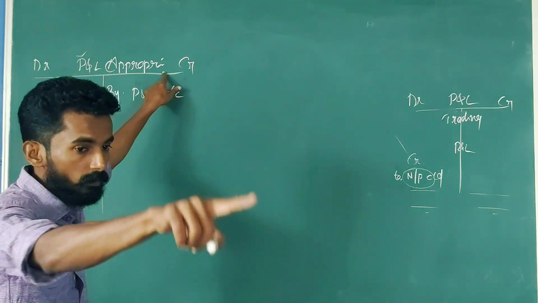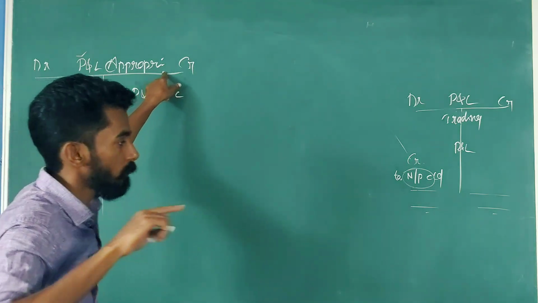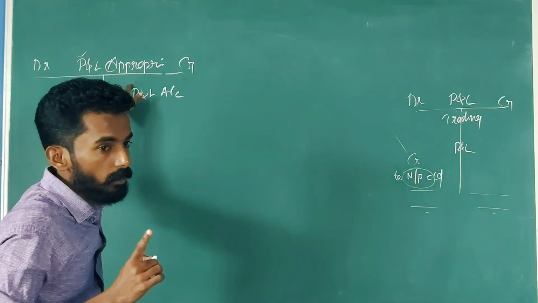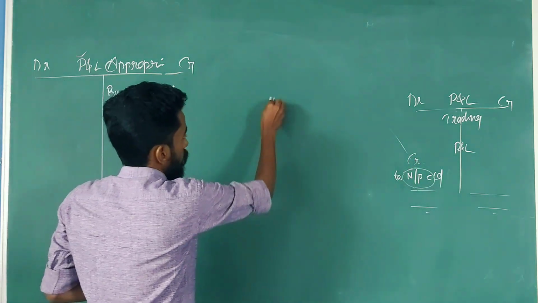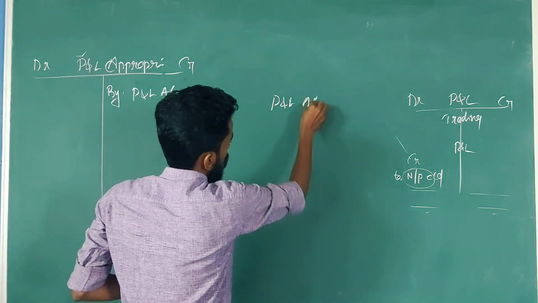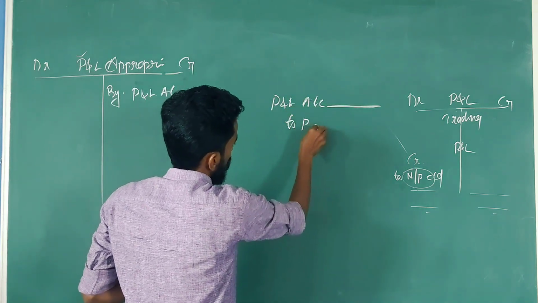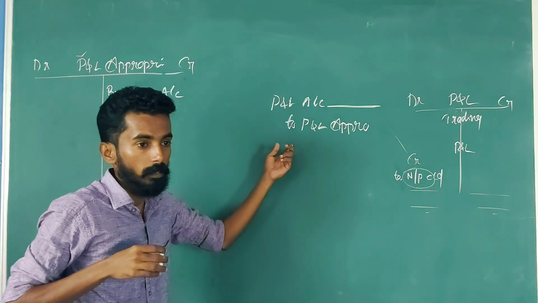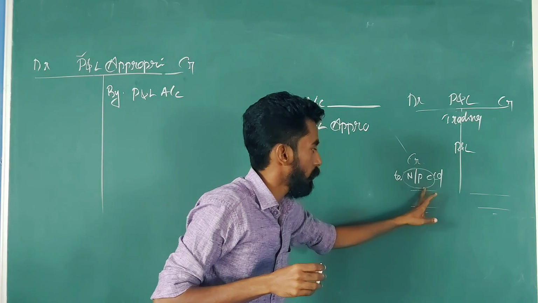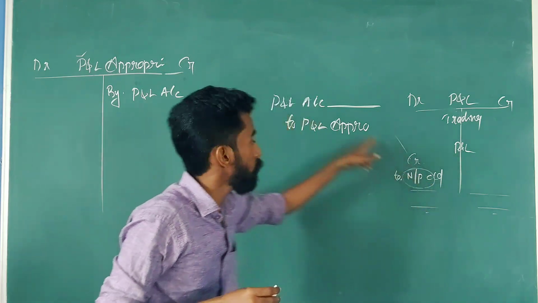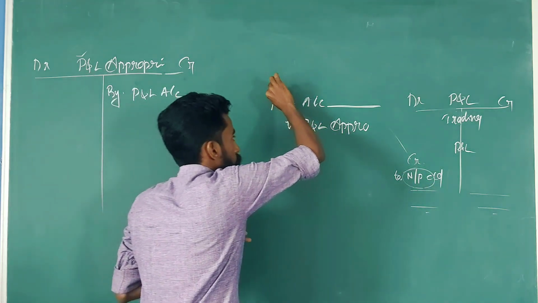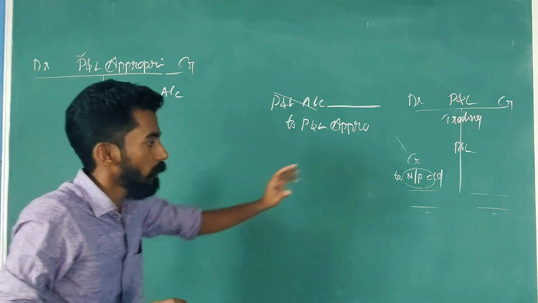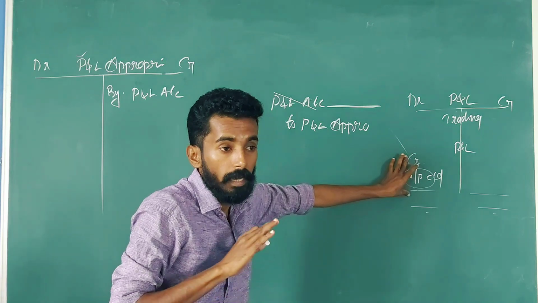loss appropriation. What is the first journal entry we need to pass when we are going to transfer this net profit into appropriation account? Profit and loss account debtor to P&L appropriation account. Very good. Is there any doubt? See, if profit shows credit balance and we are going to transfer, we need to debit this profit and loss account. That means profit and loss account is already cancelled.